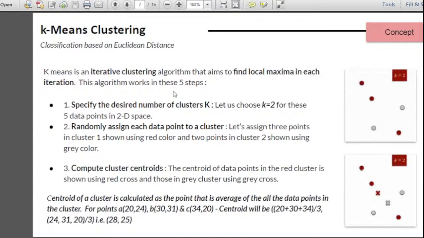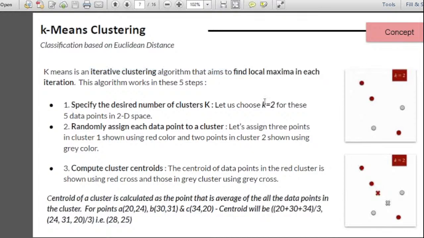Okay, so what is K means? First of all, we are going to understand what is K means clustering with the help of this example. K means is an iterative clustering algorithm that aims to find the local maxima in each iteration. This algorithm works in 5 steps. So it tries to cluster the groups by finding the local maxima in each iteration.